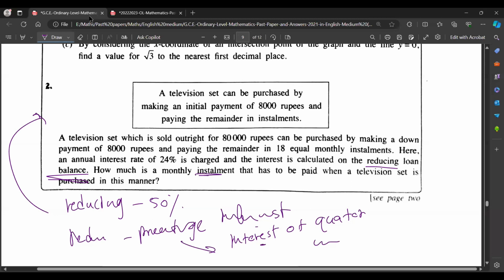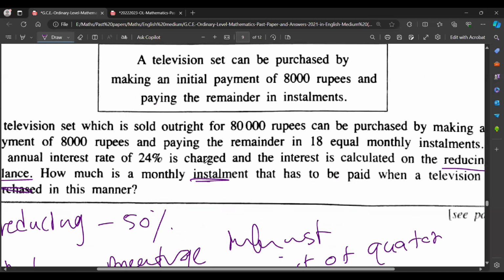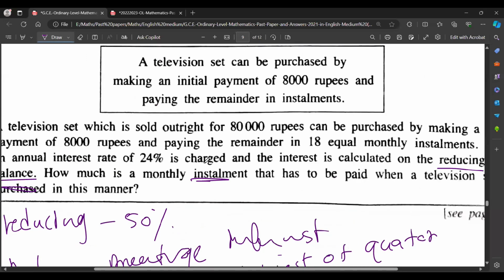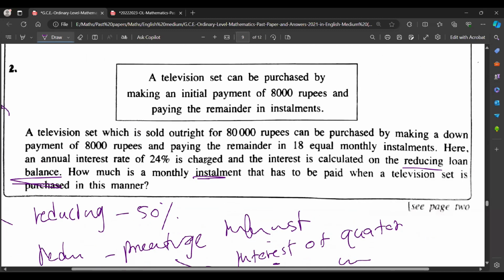Can we do this one? Can we discuss this one? The reducing balance question. Someone is forgetting this question, no? That's why I take this question. Can we do this one? Here they are asking this one. Here is the 2021 question, reducing balance.